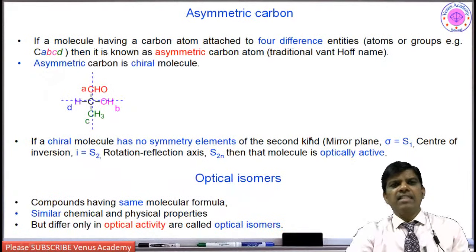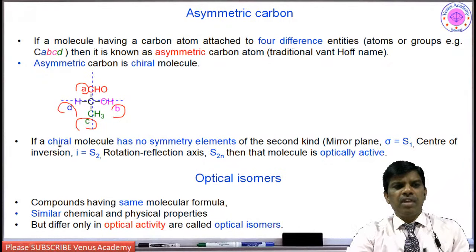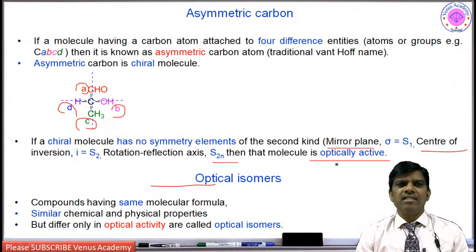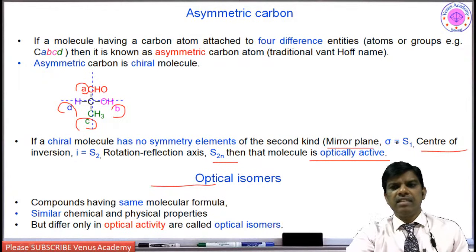Chirality, right? An asymmetric carbon is a carbon substituted with four different groups. Moreover, if a chiral molecule has no symmetry elements of the second type, it should not have a mirror plane, that is sigma, or a center of inversion, i, or a rotation-reflection axis, S2n, then that molecule is optically active. That molecule is optically active. I have explained this optical activity in detail in the stereochemistry chapter. Please go through that chapter. You will understand all these symmetry elements.